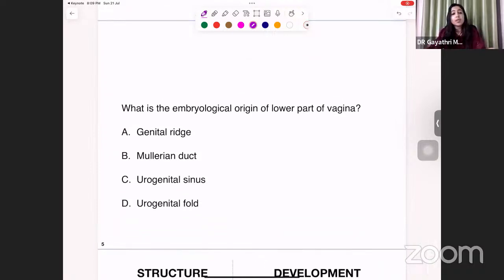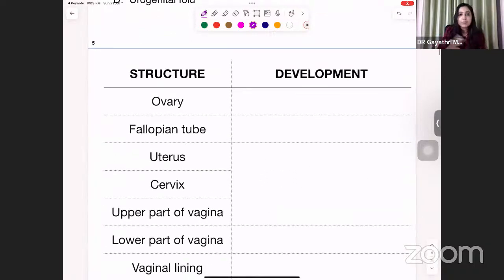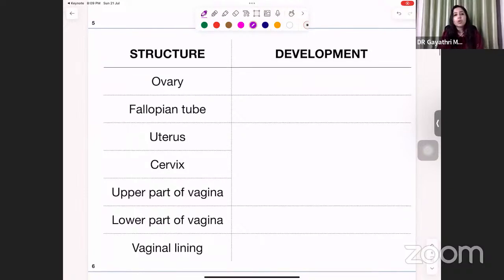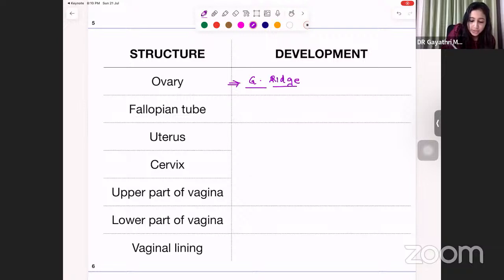So this is a direct question. What is the embryological origin of the lower part of the vagina? This is basically from the anatomy and embryology part. So these are the various structures and from where they develop in the genital tract. The ovary basically develops from the genital ridge. The fallopian tube, uterus, cervix, and the upper part of vagina develop from the Mullerian duct.